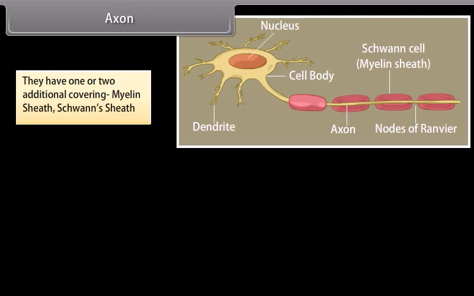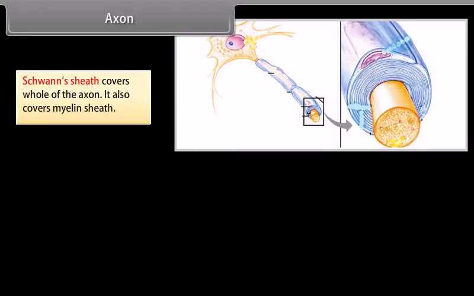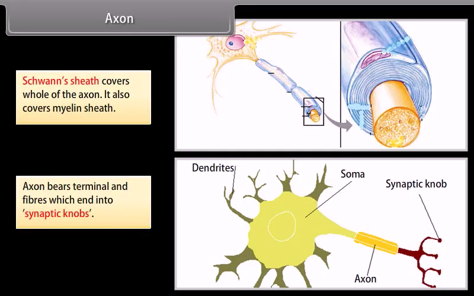Myelin sheath, Schwann sheath. Myelin sheath around the axon is an insulating and protective sheath. At certain places, myelin sheath is absent, and that area is known as node of Ranvier. Schwann sheath covers whole of the axon. It also covers myelin sheath. Axon bears terminal fibers which end into synaptic knobs.